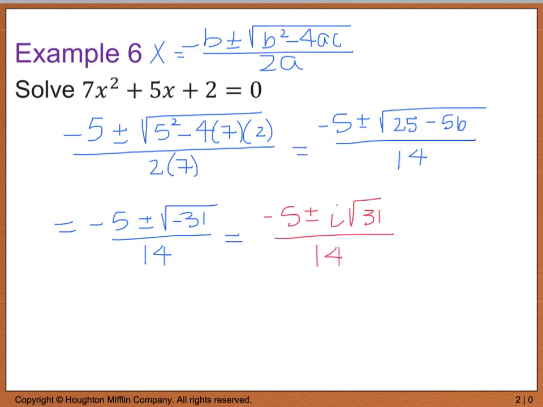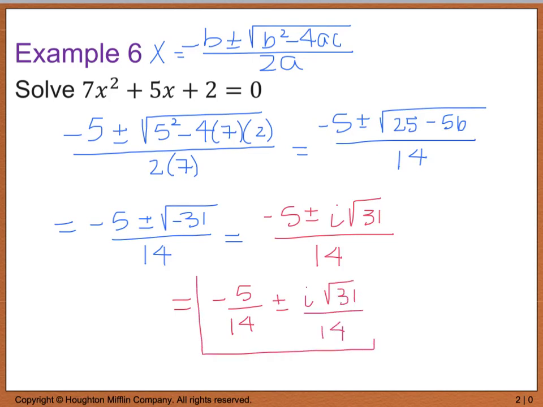And if I simplify this into my complex and real parts, this gives me negative 5/14 plus or minus i times the square root of 31 divided by 14. And this right here would be my two imaginary solutions to this function here.